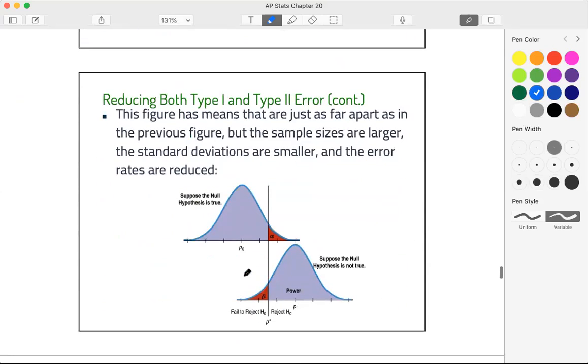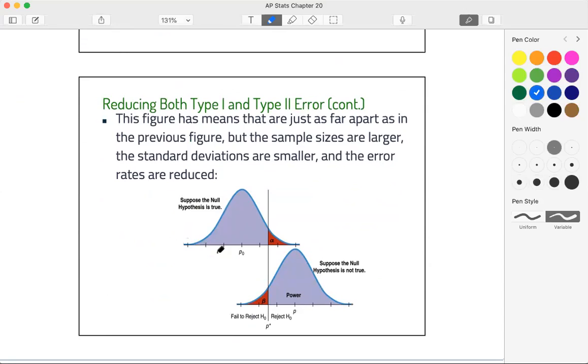Really, the only way we can reduce both alpha and beta is to increase the sample size. So this figure means that we are just as far apart as the previous figure, but the sample sizes are larger and the standard deviations are smaller and the error rates are reduced. So you see how you get smaller alpha and smaller beta by keeping p where it's at, okay? But everything else stays the same.